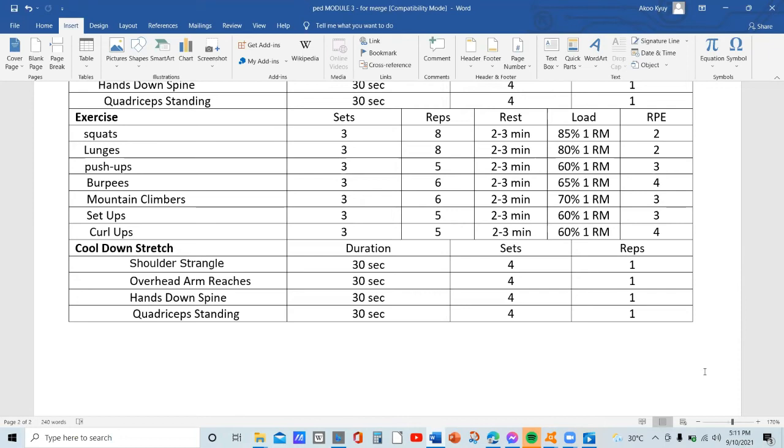So below are my chosen exercises for my muscular resistance training program, and these are the following. First is the squat, lunges, push-up, burpees, mountain climbers, sit-ups, and curl-ups. I have chosen this type of exercises because they are convenient to perform and it doesn't require any tool or equipment at all. Since I chose moderate intensity, the maximum repetitions for this type of training program is 8 to 12 repetitions per set of exercise, with a rest interval of 2 to 3 minutes between each exercise.